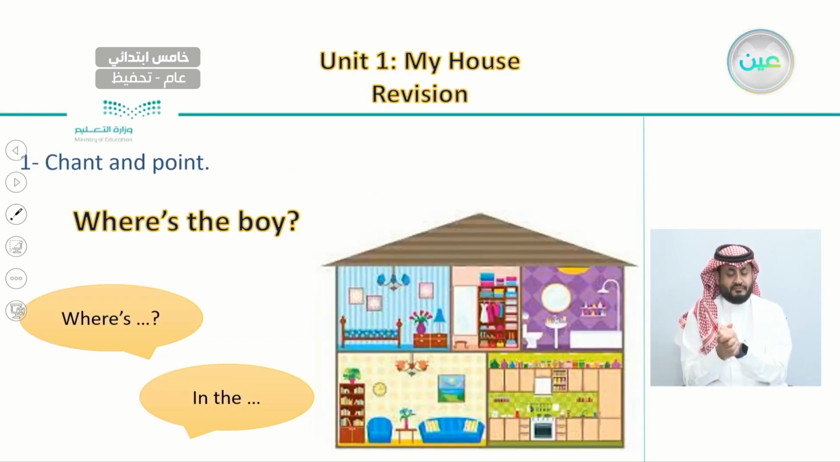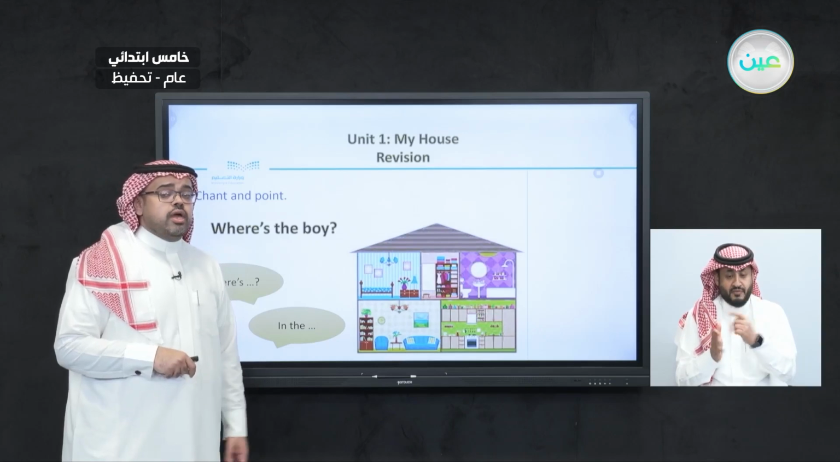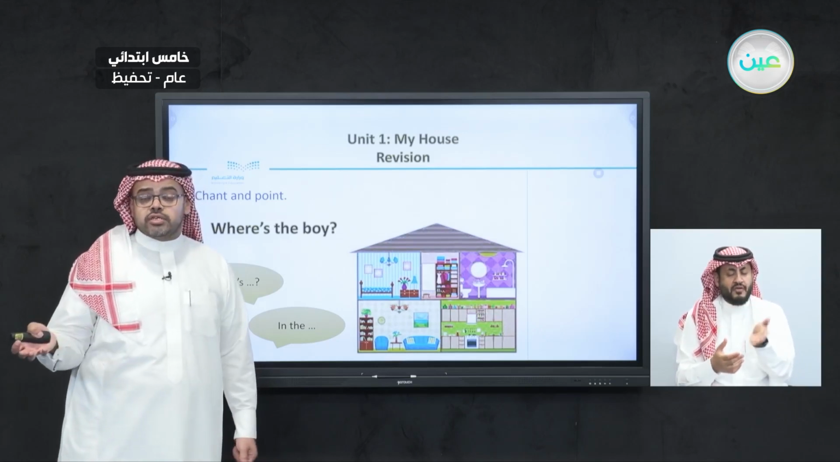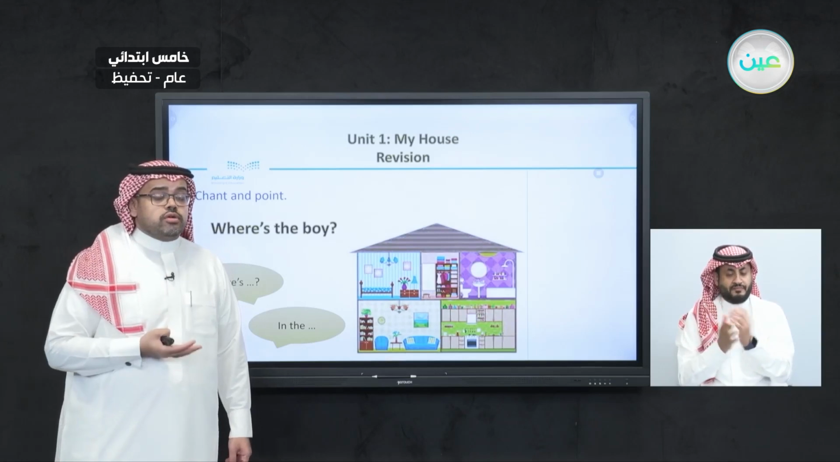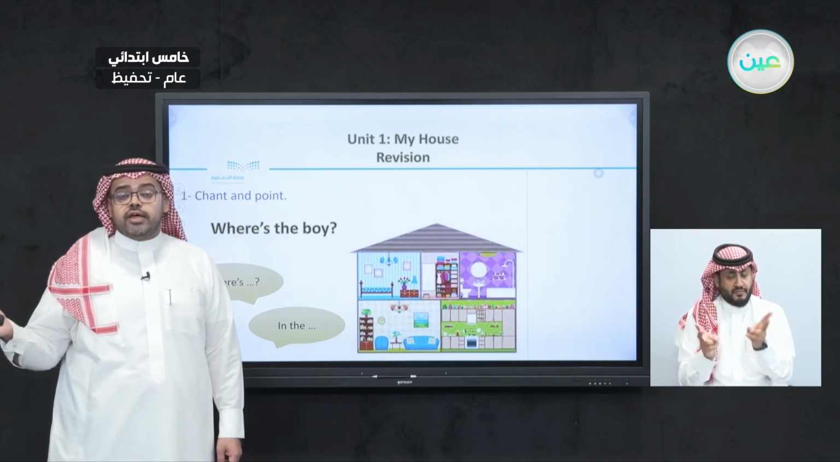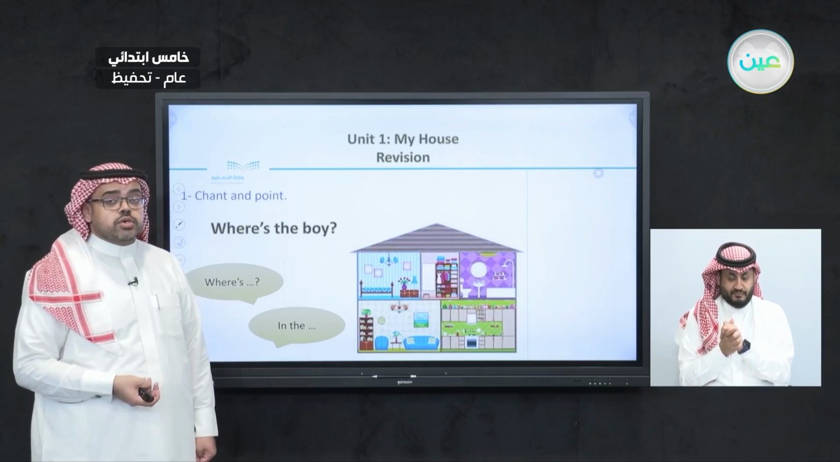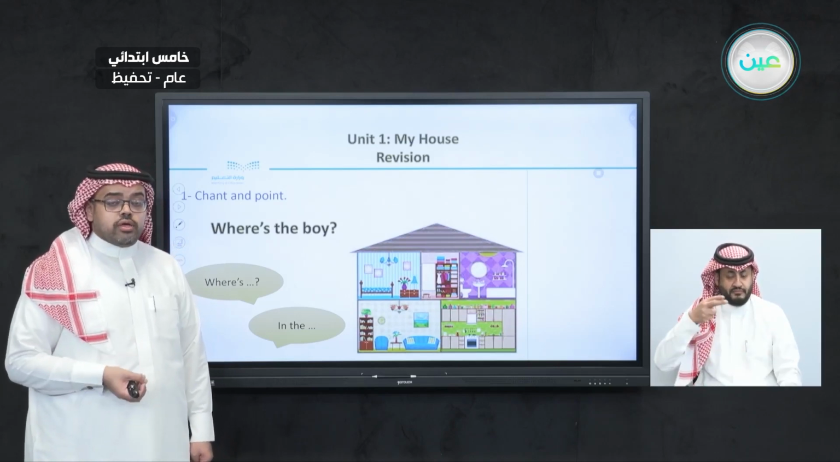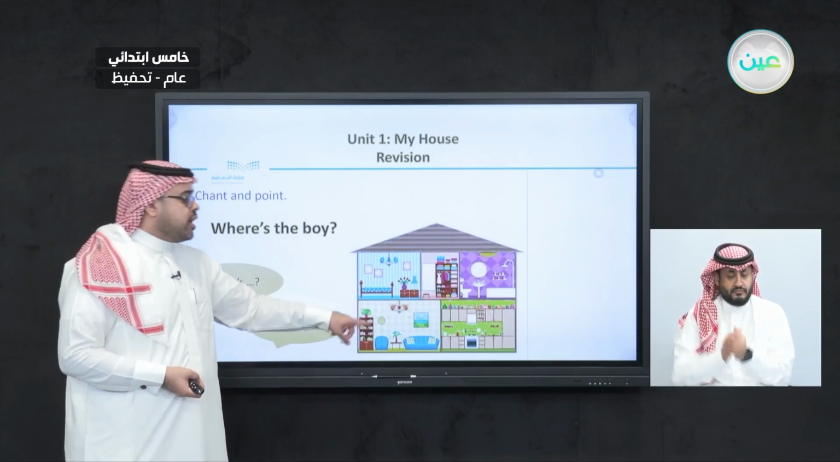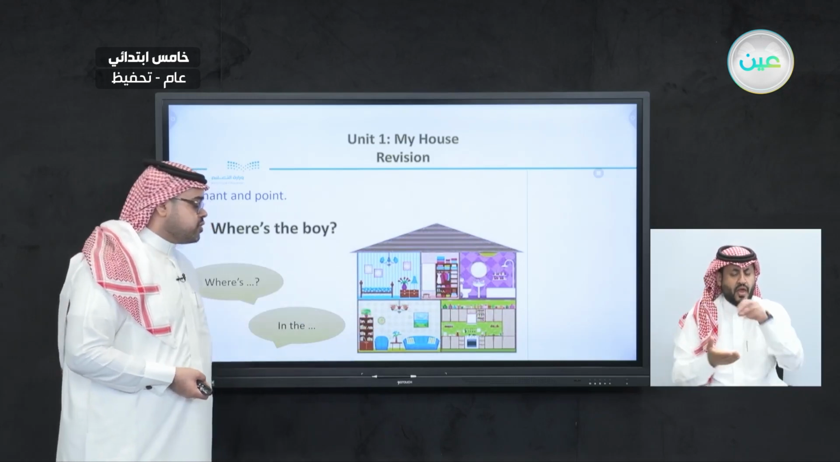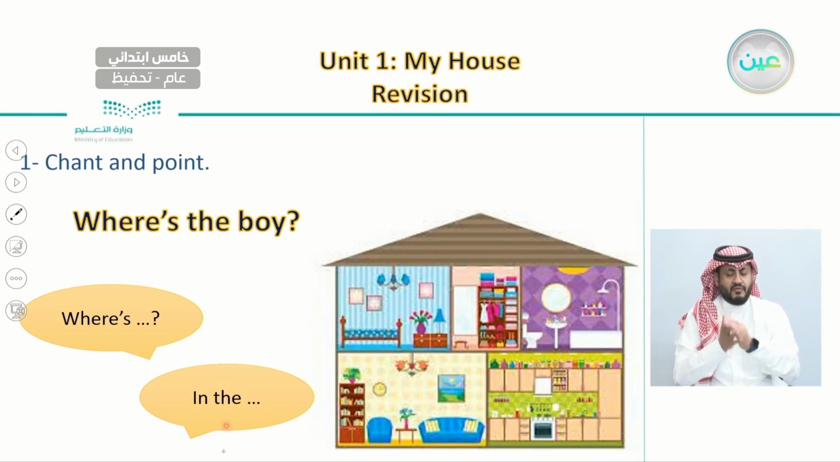So the first thing we did cover in this lesson was a chant that is called, where is the boy? So we have a place like this, an open house like this, where you can see a boy. You can practice this in pairs with either your classmates or one of your friends, and you can ask this question, where is the boy? And your partner will look at the different places or different rooms and say the room.